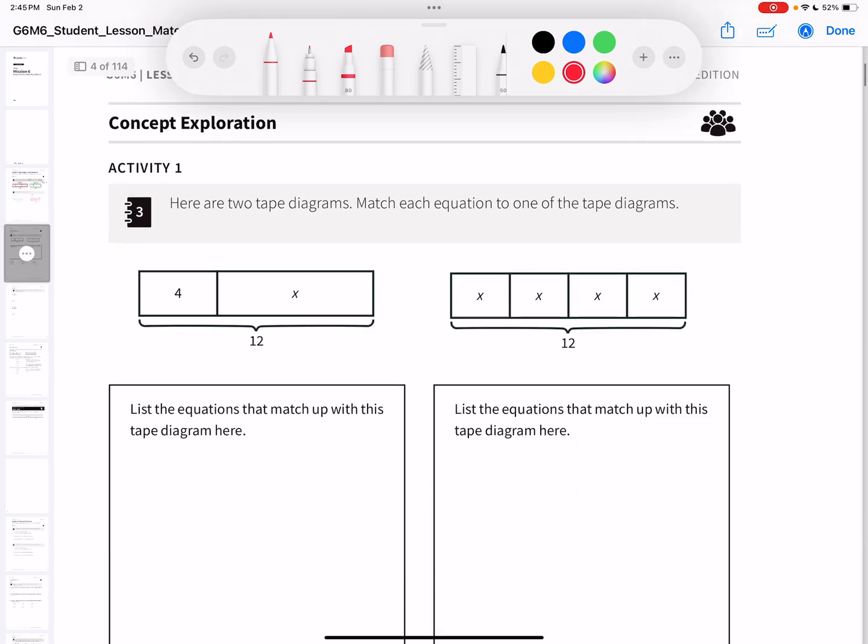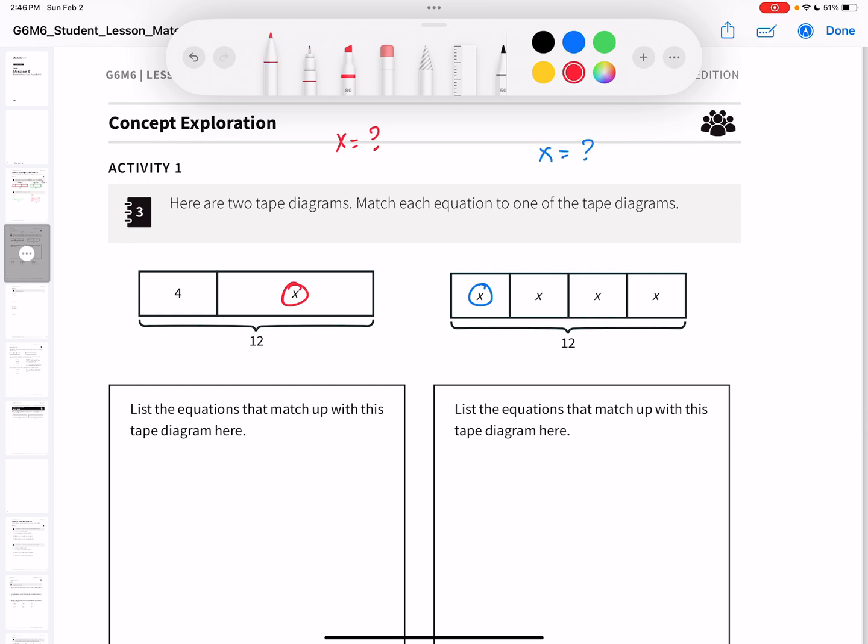All right, here are 2 tape diagrams. Match each equation to one of the tape diagrams. So if we're just looking at this, right, x could represent any number. In this one, it's going to be a specific number, but they use x to just say it's a number that we don't know, okay? So x equals something, we're not sure. And in this, x is going to equal different things, okay? So x here is going to be different than the x over here, okay? So red x is going to be different than blue x, okay?